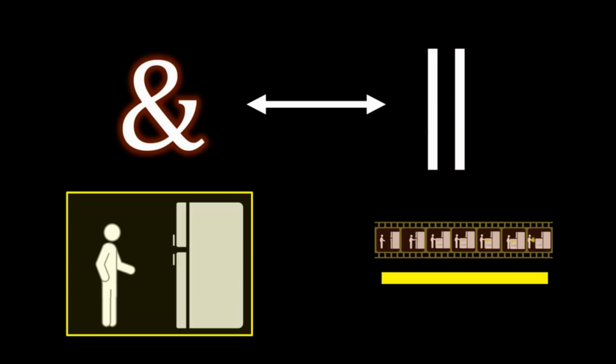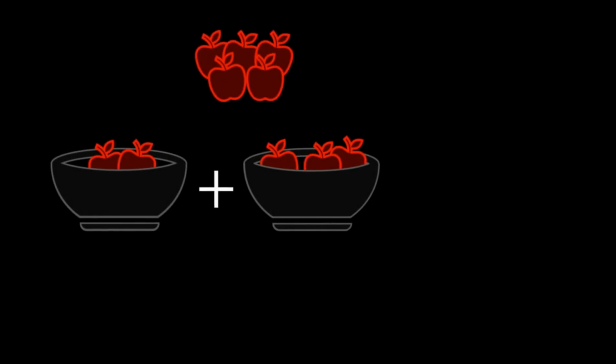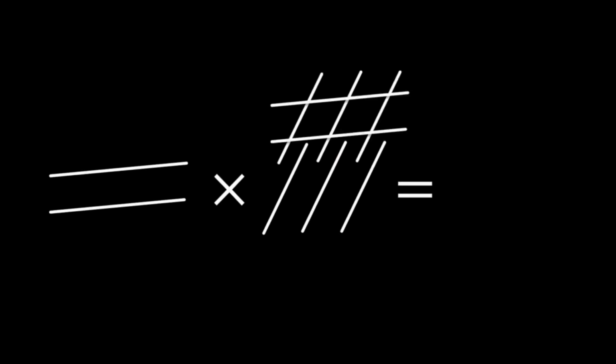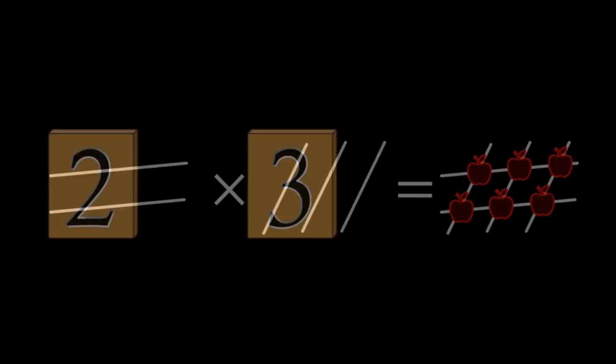Let's go back and see how gluing occurs in the object-object interpretations of our associative operations. In addition, we glued together the apples in the bowls to construct the total apple count. In multiplication, we glued together the rows and columns to form the array. In concatenation, we glued the tiles to form a new sequence.